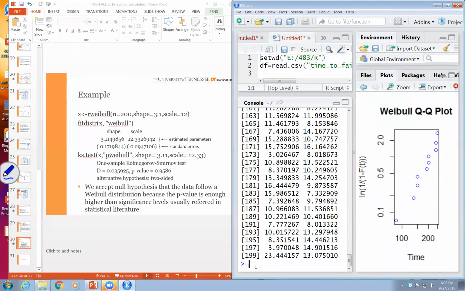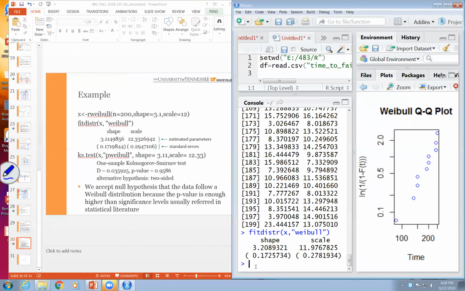All right, so I generated 200 numbers. I'm going to fit a distribution now. I fitted 3.1 and 12. The estimated values were 3.2 and 11.9. So now let's check. Let's run the test.